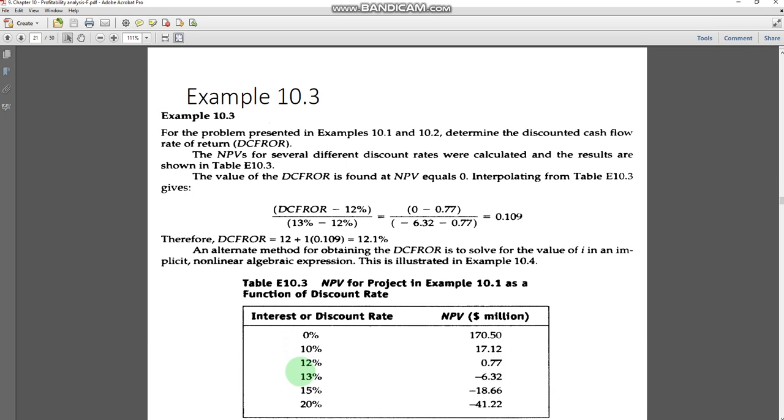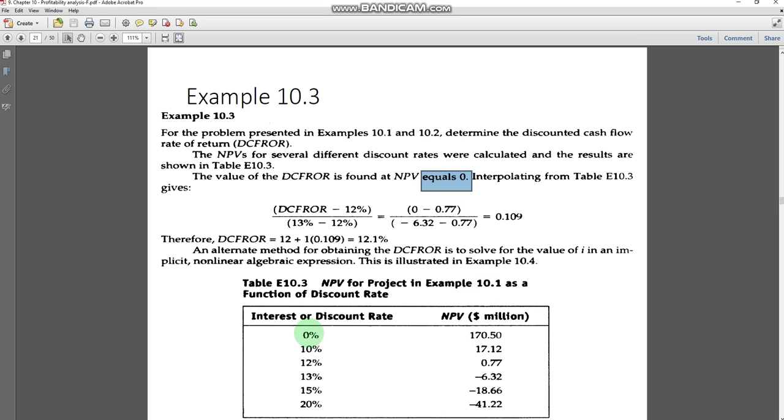And similarly, if you increase the percentage to 13, 15 and 20, you would be getting the new values for the net present value. Okay, now what we have to do here, the value of the discounted cash flow rate of return is found at net present value equal to 0. Okay, so whenever we want to calculate the discounted cash flow rate of return, we have to consider that the net present value of the project should be equal to 0.